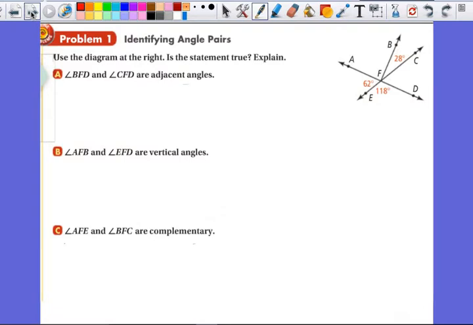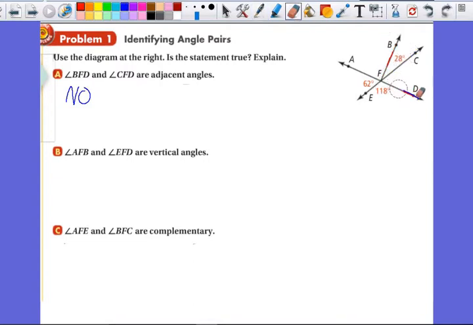Use the diagram at the right. Is the statement true, and explain. It says angle BFD and angle CFD are adjacent angles. So if I draw angle BFD, it's that one, right? And then I draw angle CFD. Are those angles right beside each other? And the answer to that is no. And the reasoning behind that is because if you look at it, CFD is actually inside of angle BFD. They're not right next to each other because CFD is actually encompassed inside of it, okay?